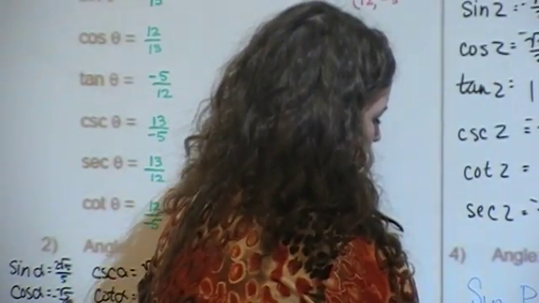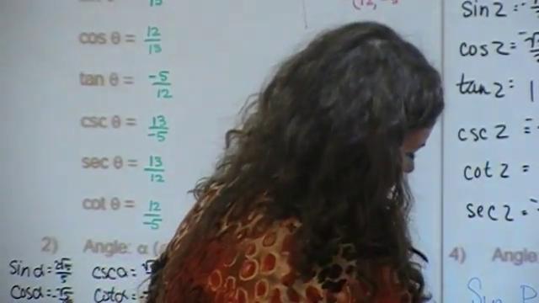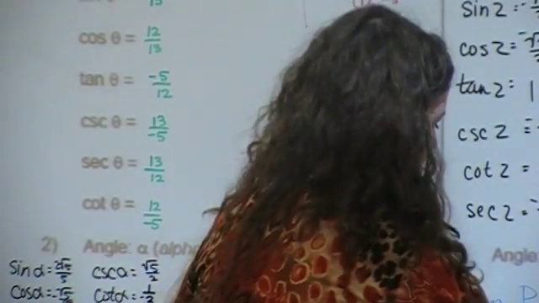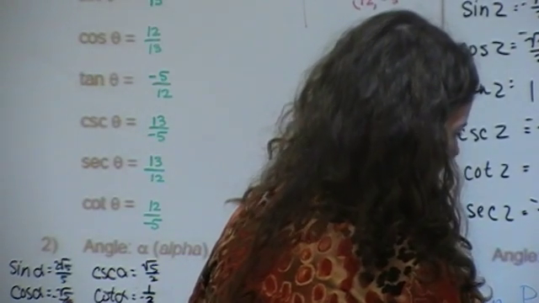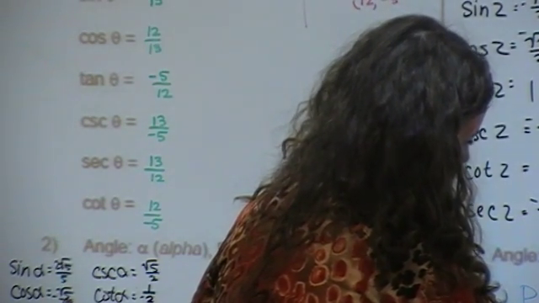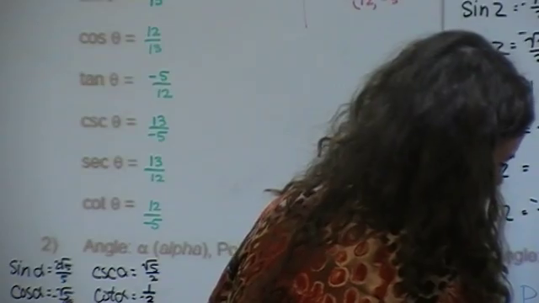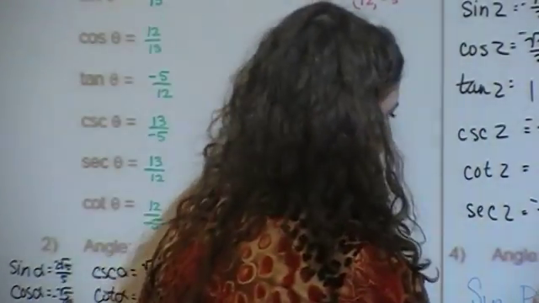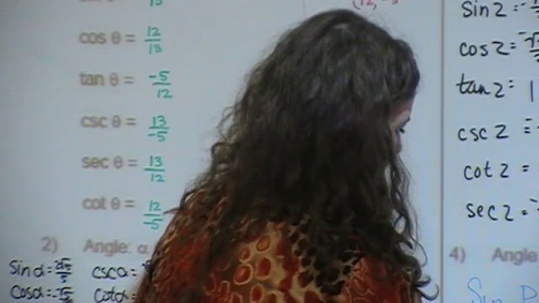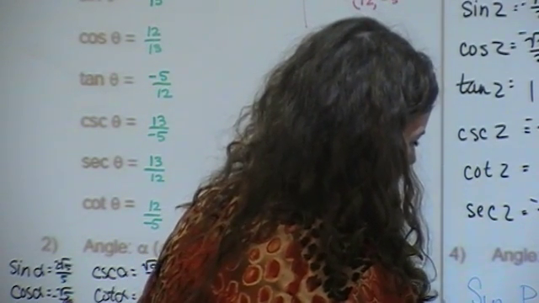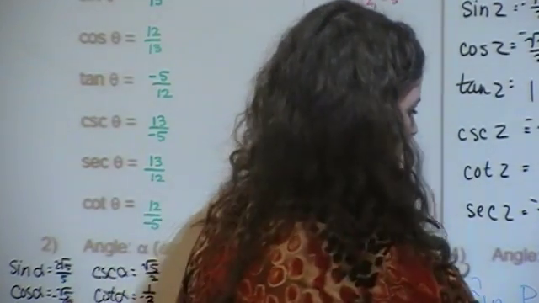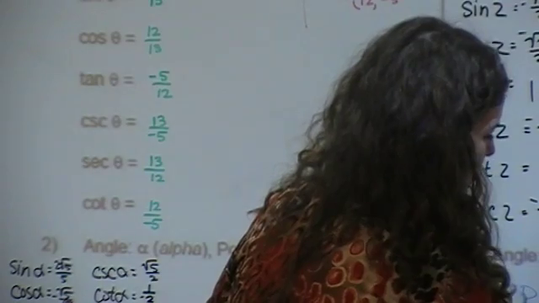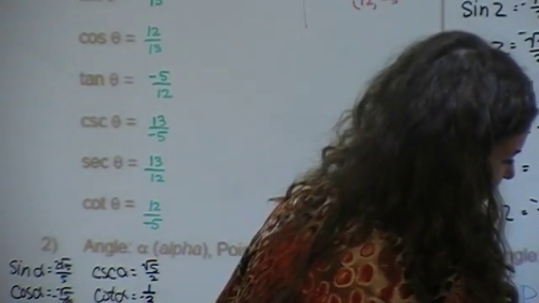Sine of P, cosine of P, tangent of P. I guess I'll put the one that goes with it: cosecant of P, secant of P, and cotangent. Okay. So sine is opposite, so 7 over 25. Cosine is 24 over 25. Tangent is 7 over 24. Cosecant is 25 over 7, secant is 25 over 24, cotangent is 24 over 7. Are we good?